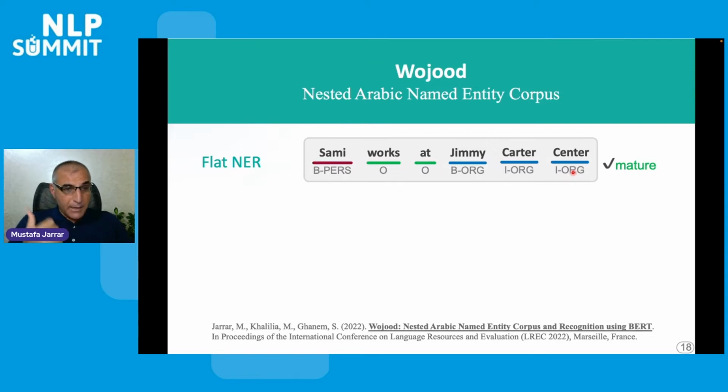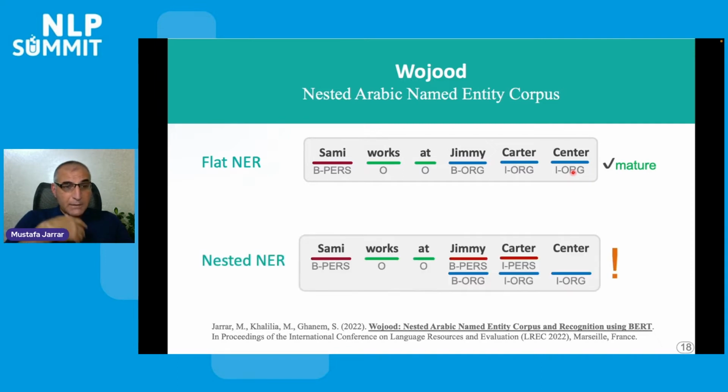Recently, the research community started to look at something else. We are now addressing what's called nested named entities. So this is the example. Jimmy Carter Center is actually not only an organization, but it also contains a person, so B-PERS, I-PERS. This is called nested NER, and this is called flat NER.